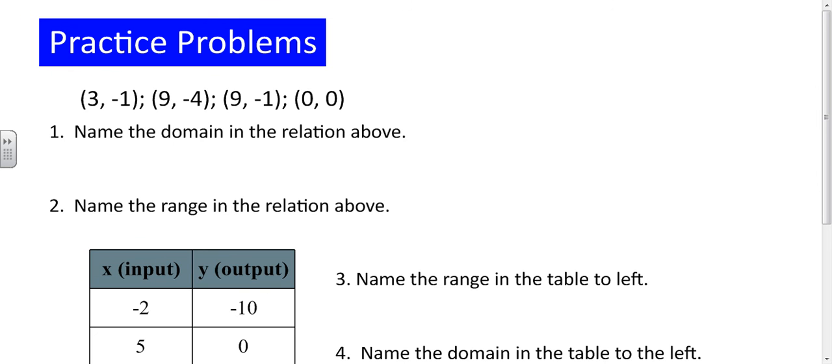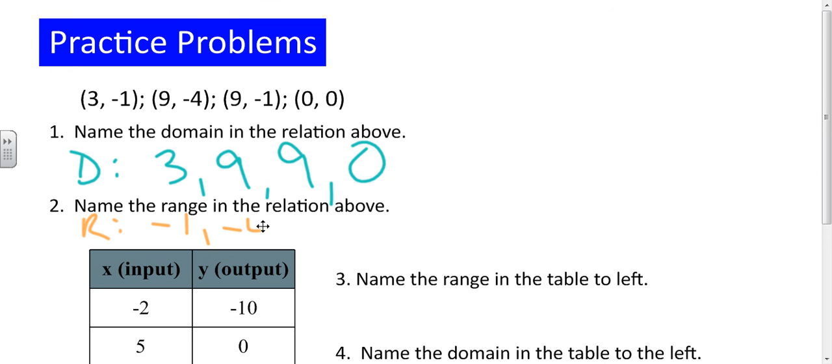Alright, here are some problems for you to practice on your own. I want to name the domain in this relation here. Remember, the domain is all the inputs, all the x coordinates. So my domain is going to be 3, 9, 9, and 0. And my range is going to be all my outputs, all my y coordinates: -1, -4, -1, and 0.